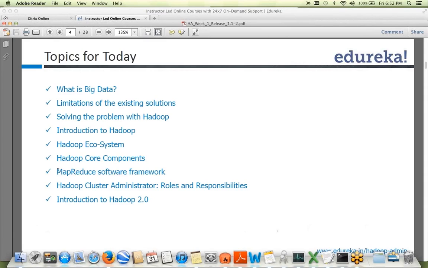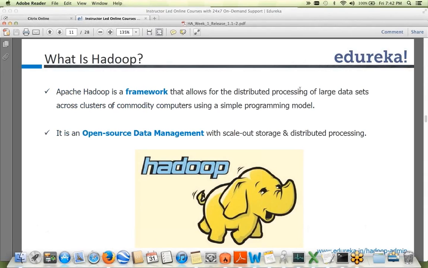And then we are going to touch the MapReduce software framework to understand what actually is MapReduce, because Hadoop is based on MapReduce. So we're going to look at what it actually means whenever we talk about MapReduce. And then we are going to look at Hadoop Cluster Administrators, roles and responsibilities. What are the main things that a Hadoop Cluster Administrator does, and what are his main roles? And then we are also going to do an introduction to Hadoop 2.0, which is the latest Hadoop version being used nowadays.